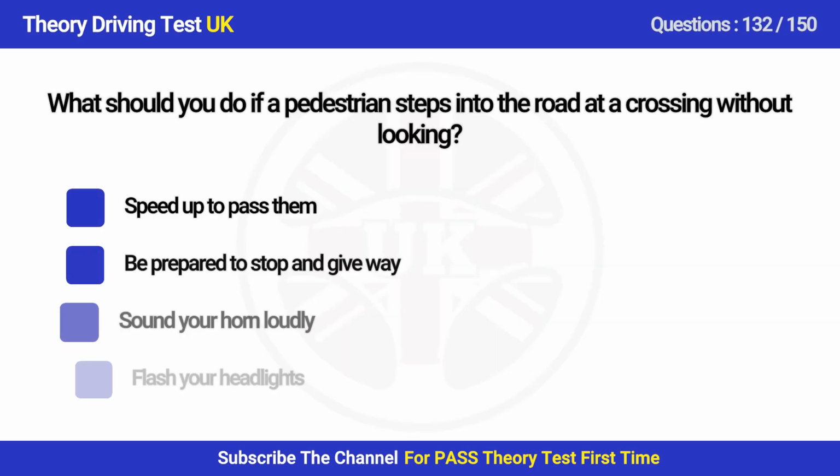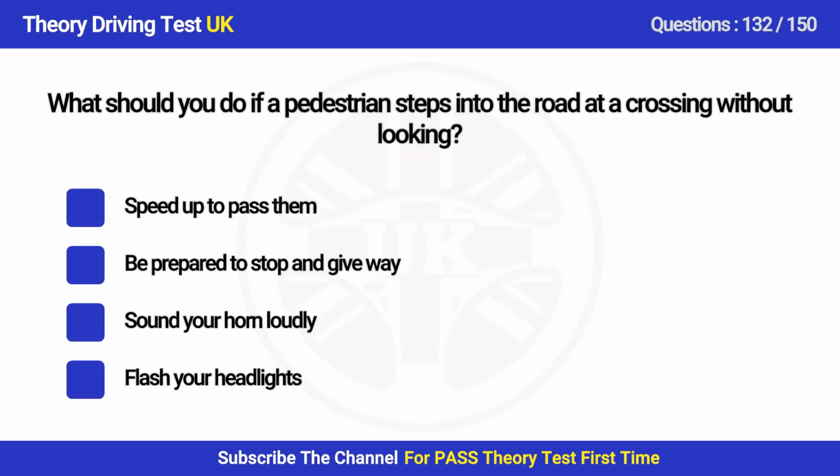Question 132. What should you do if a pedestrian steps into the road at a crossing without looking? A. Speed up to pass them. B. Be prepared to stop and give way. C. Sound your horn loudly. D. Flash your headlights.